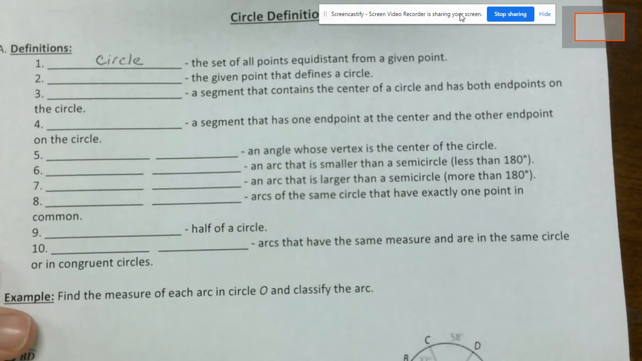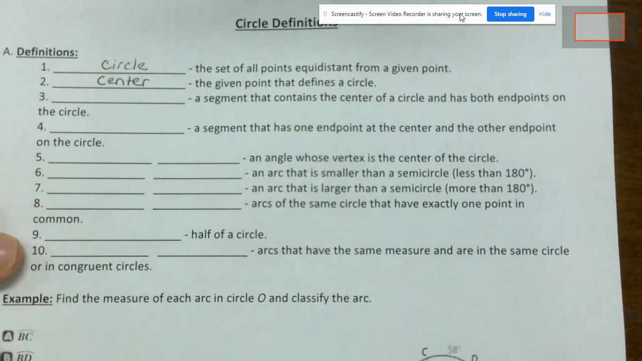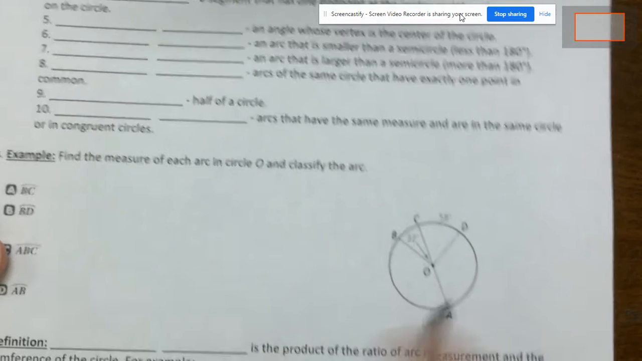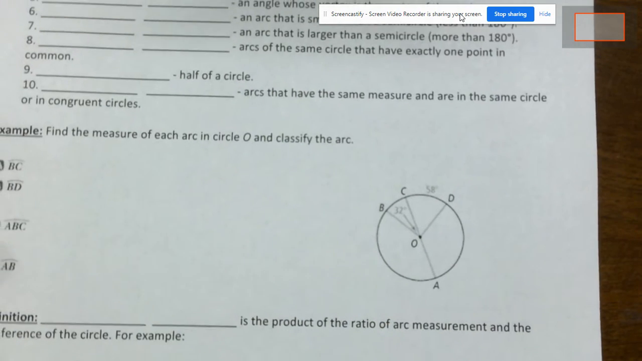The next definition is the center of the circle. And that's the given point that defines a circle. So the center of the circle, we've referred to it recently as HK. We would define it using the coordinate plane, okay?